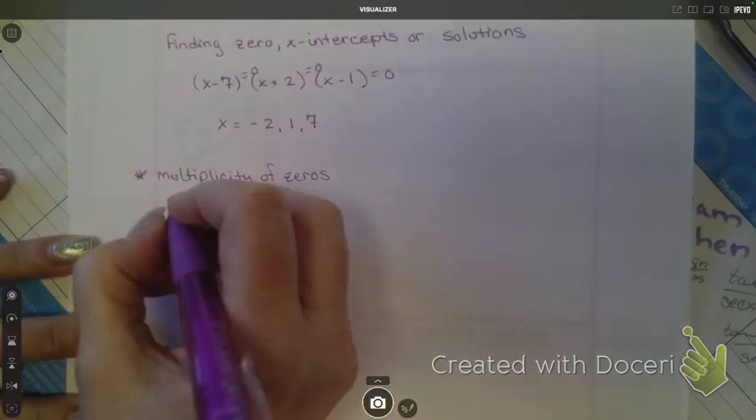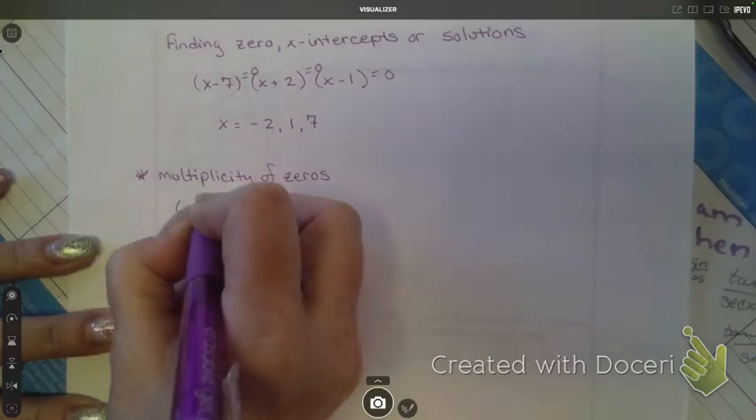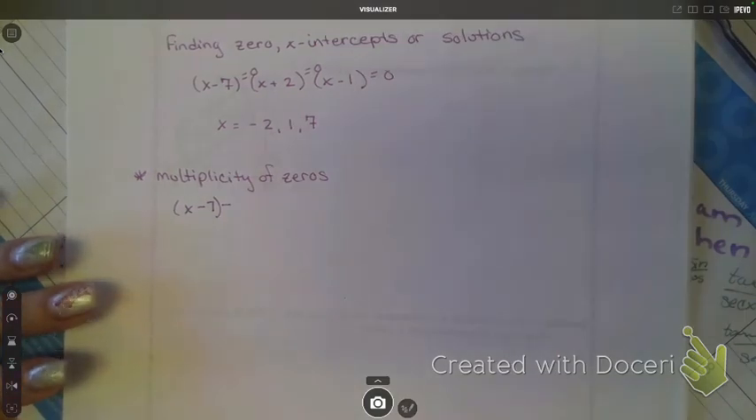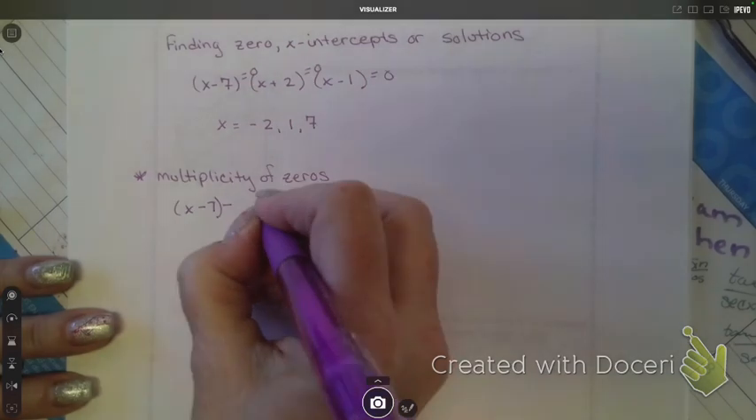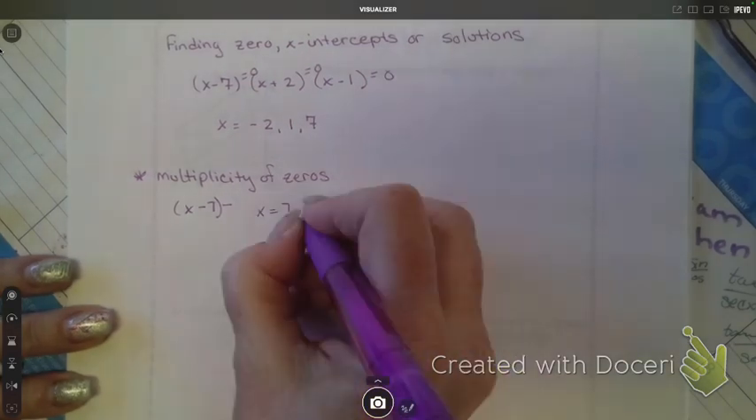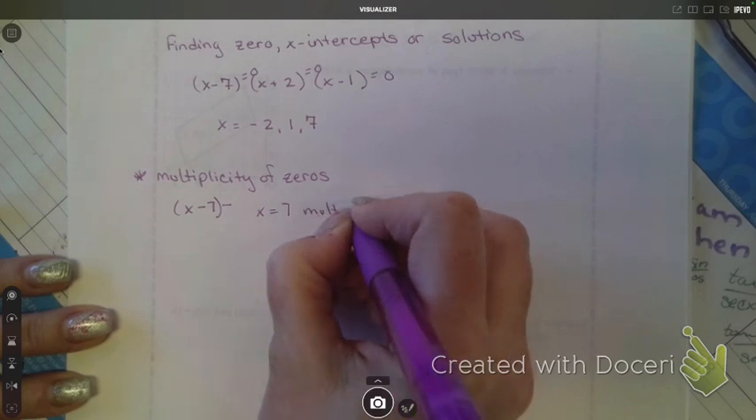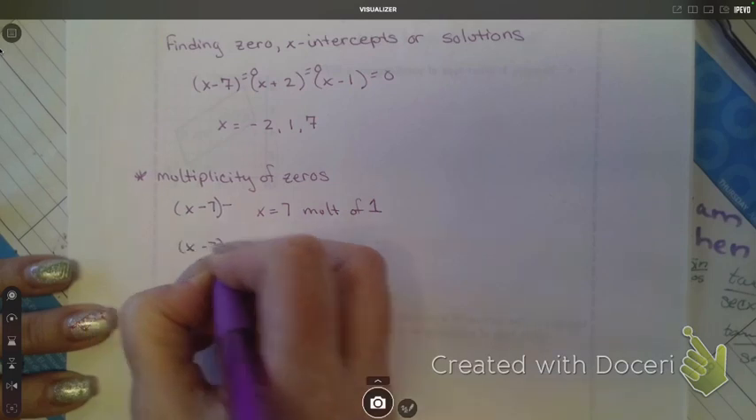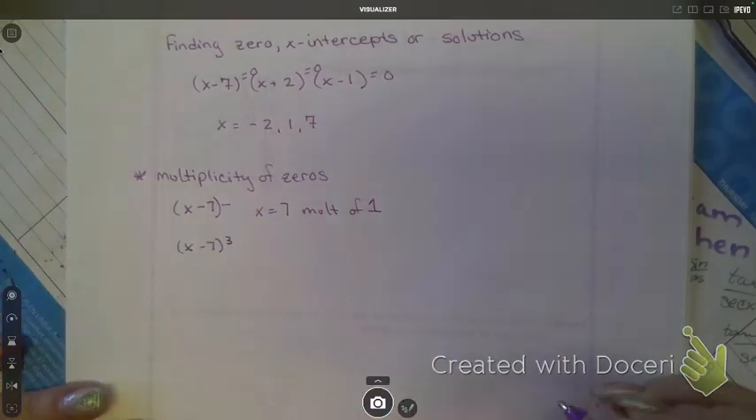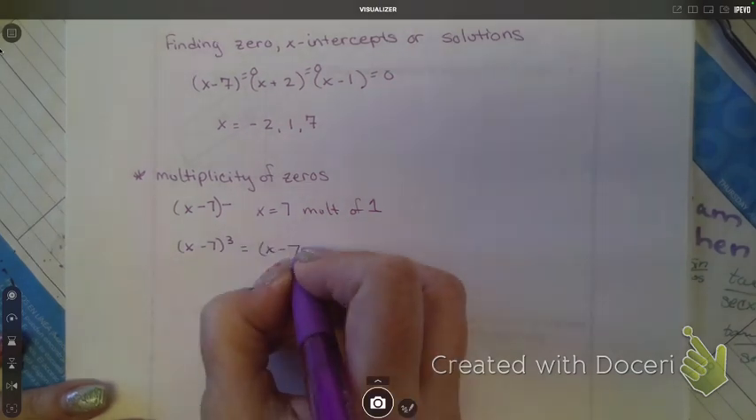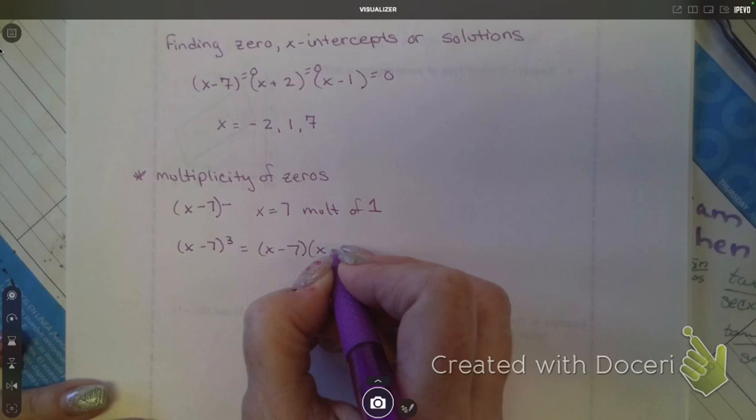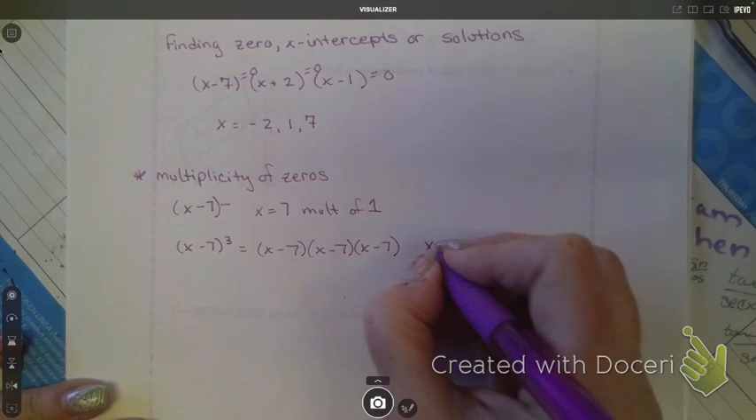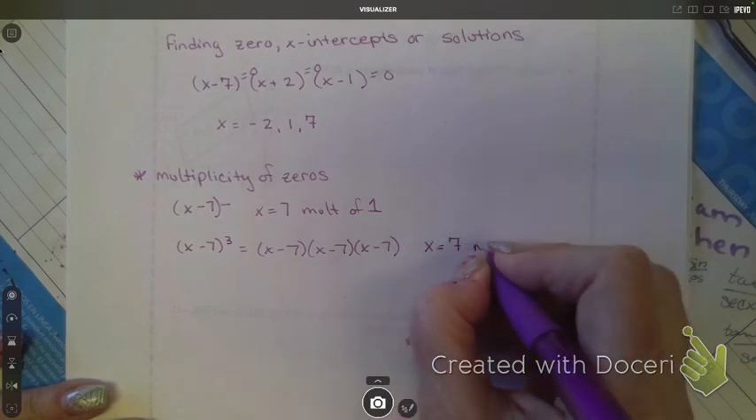Okay, so if I have x minus 7, there's an exponent right here that I don't write. What is it? 1, right? So that means x equals 7 one time. It has a multiplicity of 1. But what if I have x minus 7 to the third? Isn't that equal to x minus 7 times x minus 7 times x minus 7? Yes? So it would be x equals 7 with a multiplicity of 3.